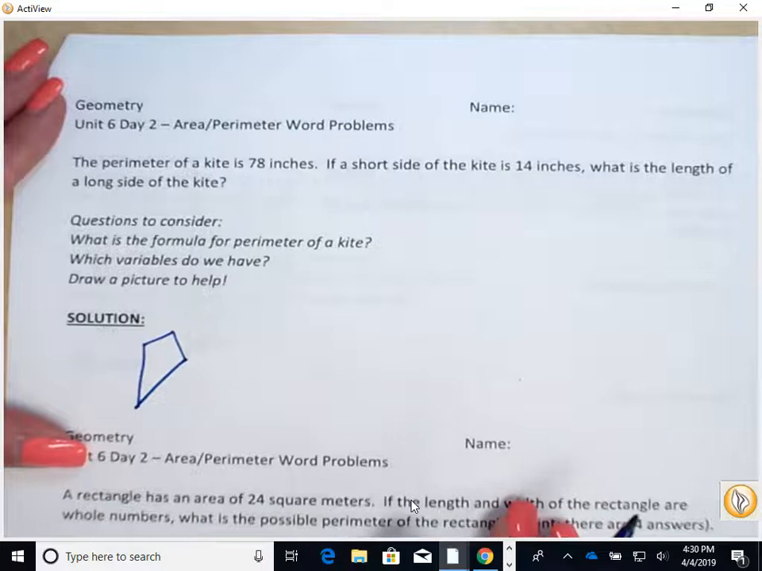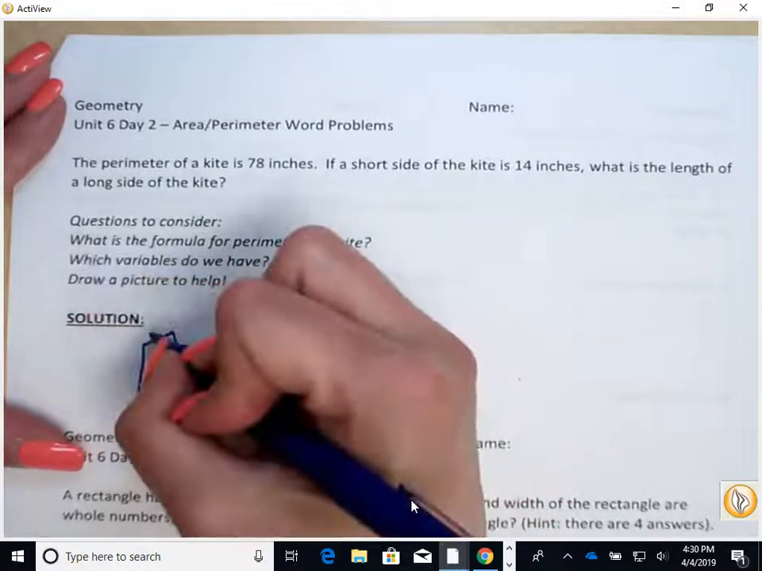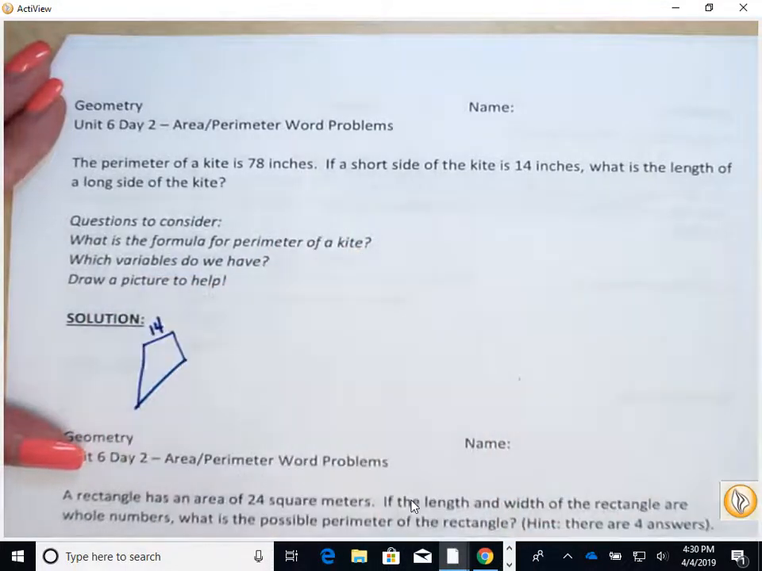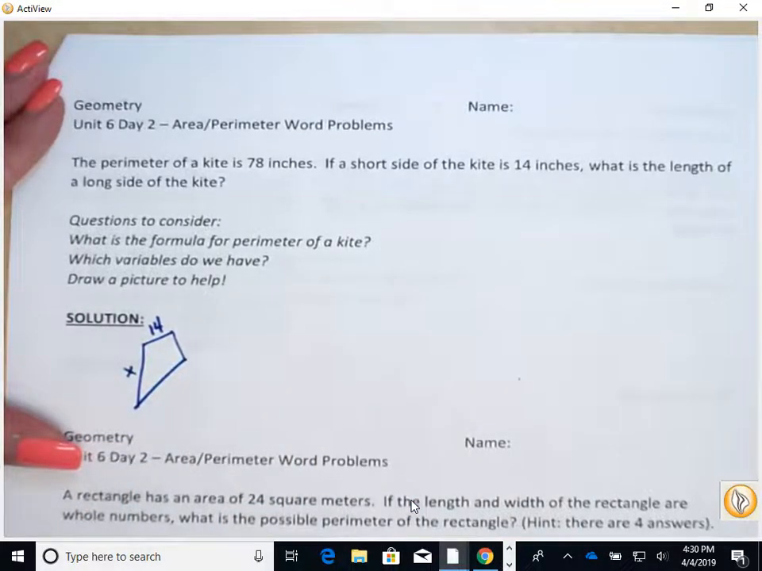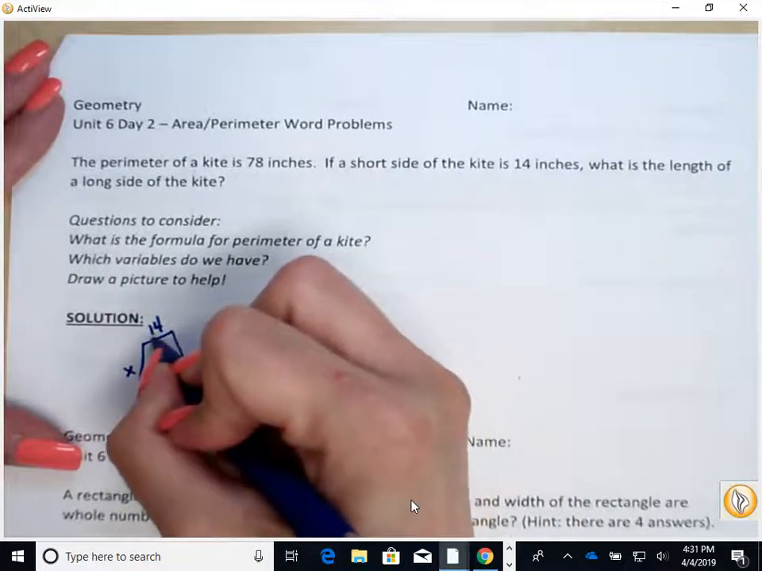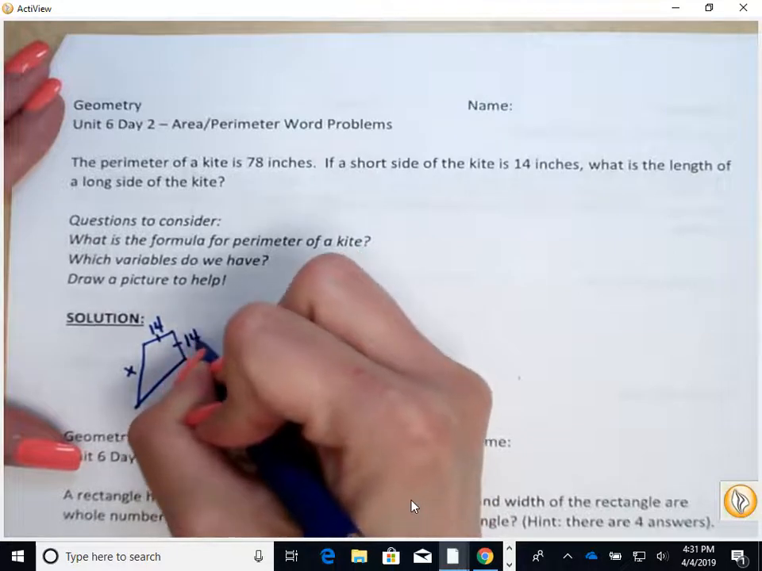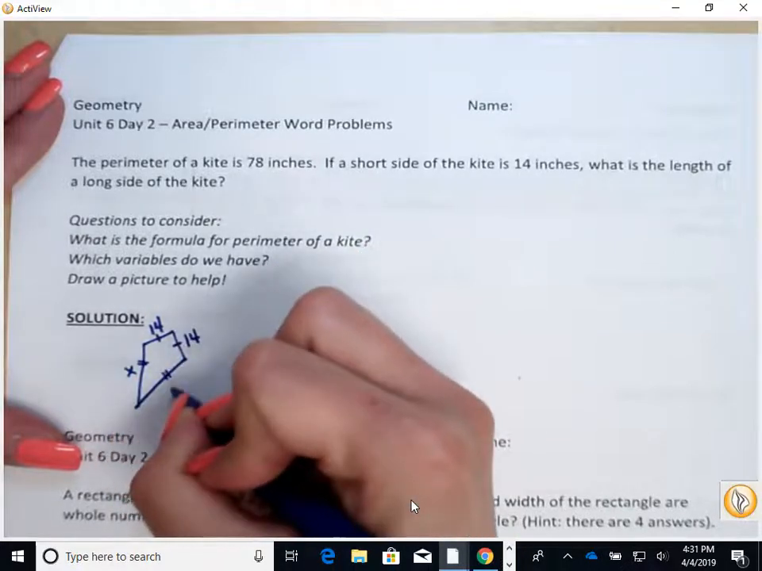Okay, so there's my kite. The perimeter of the kite is 78 inches. If a short side of a kite is 14 inches, what is the length of a long side of a kite? All right, so we don't know the long sides. What we do know is on a kite, one of their properties is that their short sides are equal to each other. So that means this is 14, and their long sides are equal to each other.